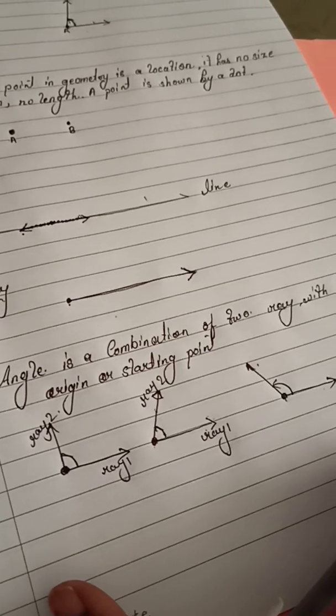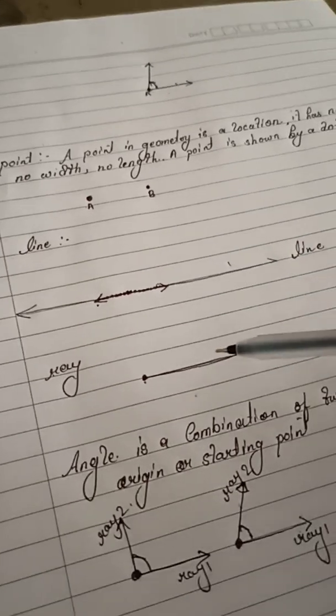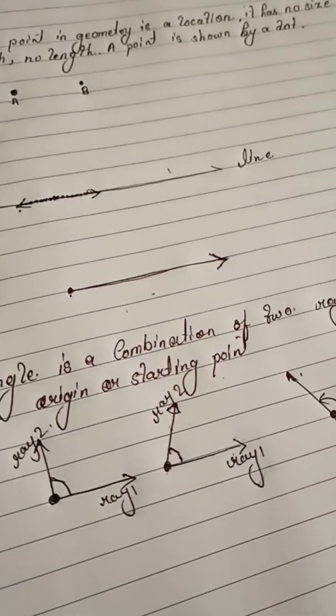So till now we have learned what a point is, what a line is, what rays are, and what an angle is. In the next video we are going to learn about the different types of angles.